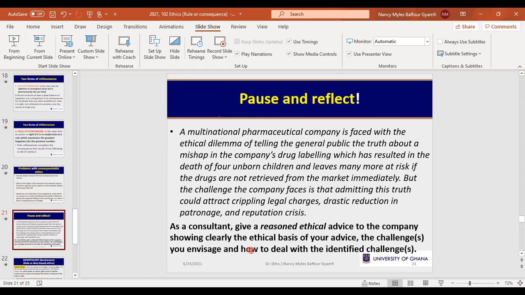Now, this is the question for you to reflect on. As a consultant, give a reasoned ethical advice to the company, showing clearly the ethical basis of your advice, on what does your advice stand, what principle. Okay, that's what I mean. Clearly, the ethical basis of your advice. Show the challenges you envisage and how to deal with those identified challenges.